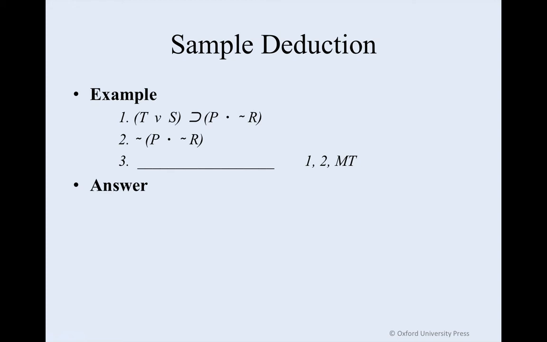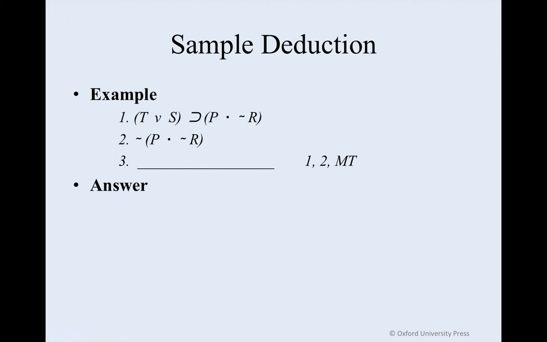Another way to think about what the main operator is in terms of the scope of the operator. So what I mean by that is this. Take a look at the wedge. The wedge covers T and S. The dot covers P and tilde, and the tilde covers R. So the scope of these operators is fairly limited. On the other hand, the horseshoe brings both together by way of the meaning of horseshoe.